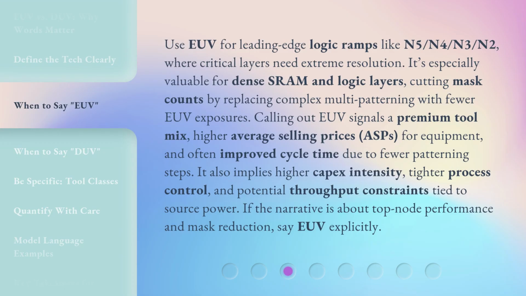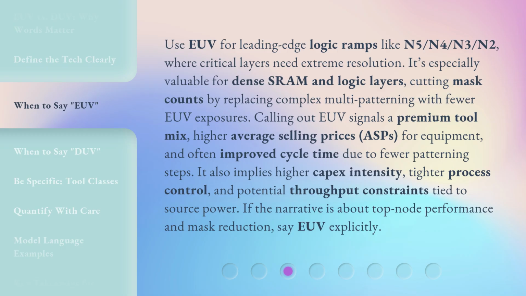Use EUV for leading-edge logic ramps like N5, N4, N3, N2, where critical layers need extreme resolution. It's especially valuable for dense SRAM and logic layers, cutting mask counts by replacing complex multi-patterning with fewer EUV exposures. Calling out EUV signals a premium tool mix, higher average selling prices, ASPs for equipment, and often improved cycle time due to fewer patterning steps.